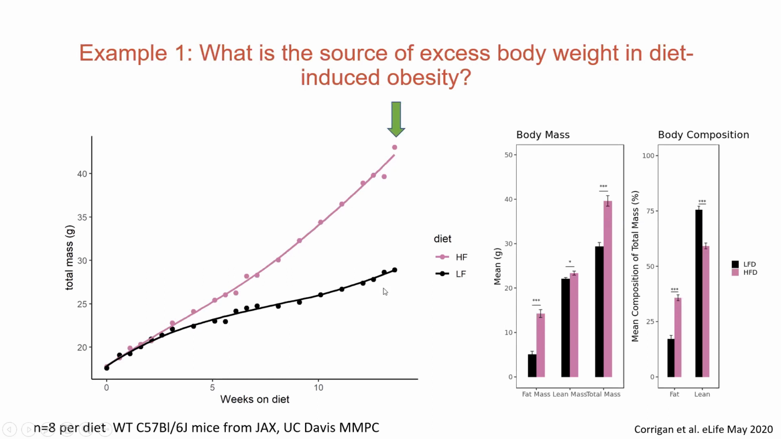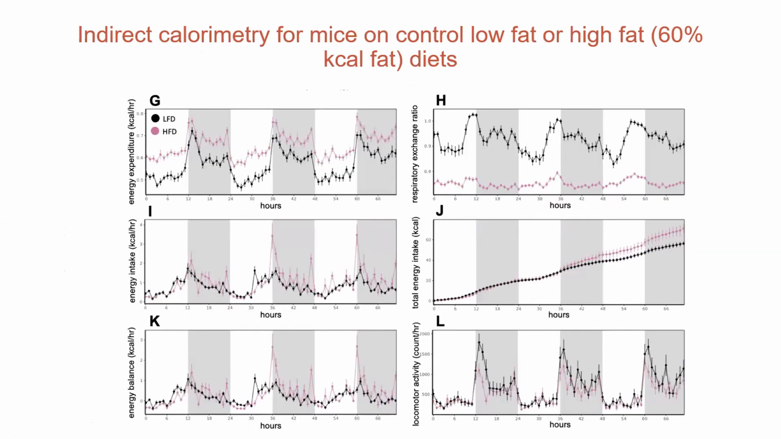And you can see after about 12 weeks on the diet, the difference between the low-fat diet mice and the high-fat diet mice is the high-fat have gained about an extra 10 grams of body fat. Not very much of a difference in lean mass, and their total mass is increased. So these mice placed on a high-fat diet, they got fat. Why did they get fat? What does indirect calorimetry tell us about that?